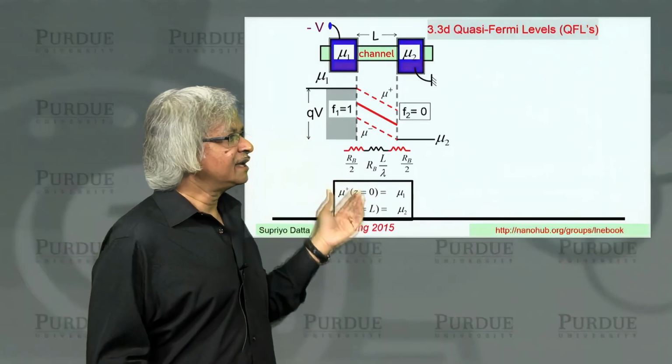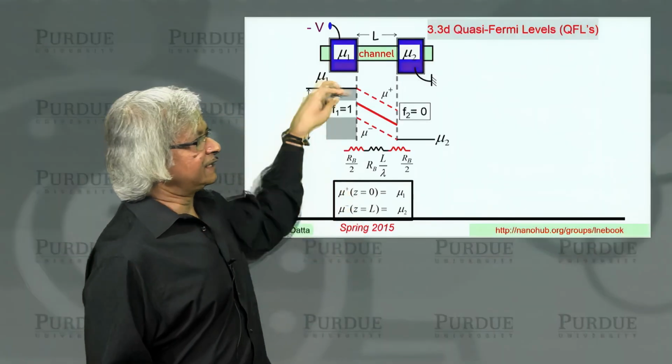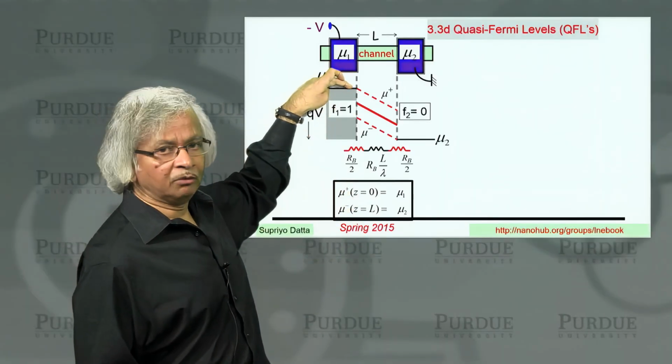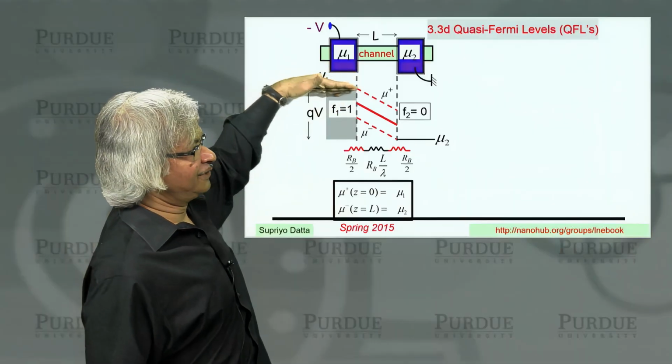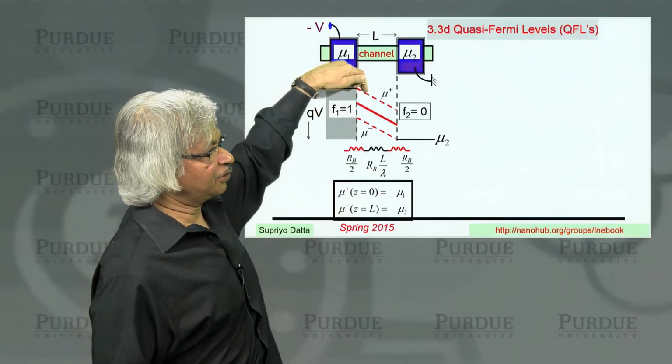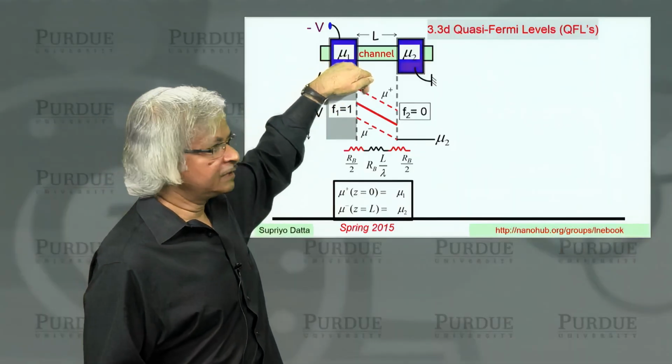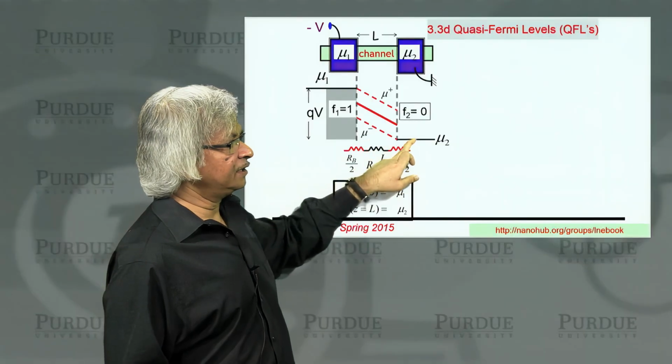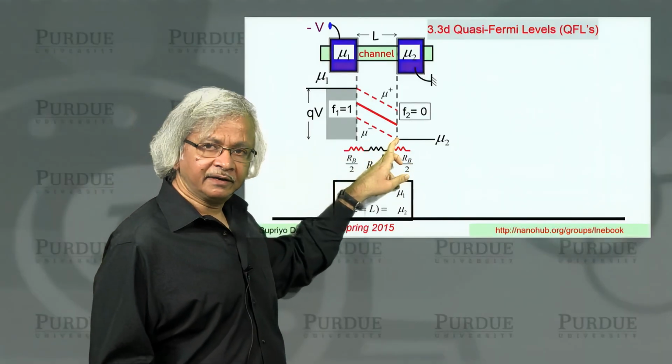So the boundary condition that you expect for these quasi-Fermi levels, mu plus and mu minus, is that mu plus at this end should be equal to mu1. In other words, if states are filled here, they will want to be filled inside as well. And if states are empty here, they would also want to be empty right there.